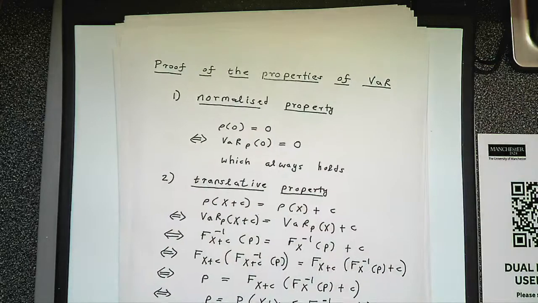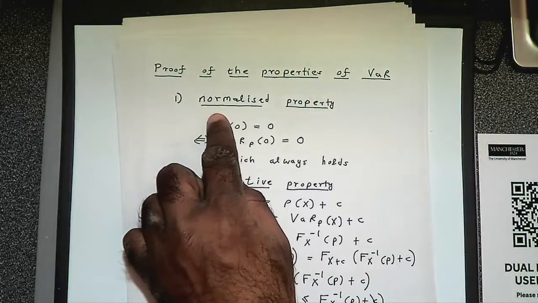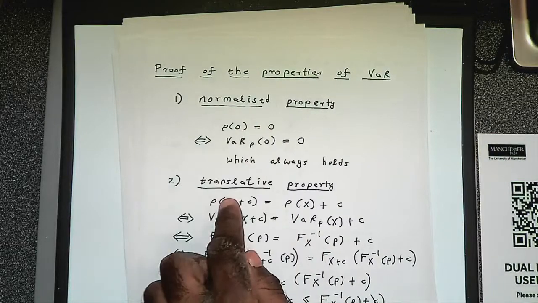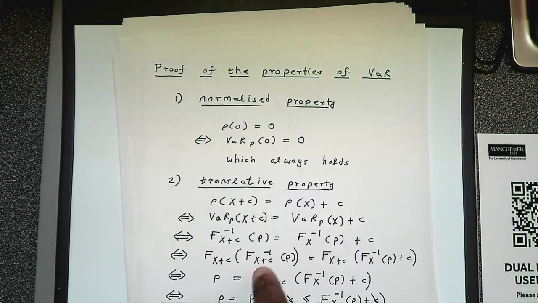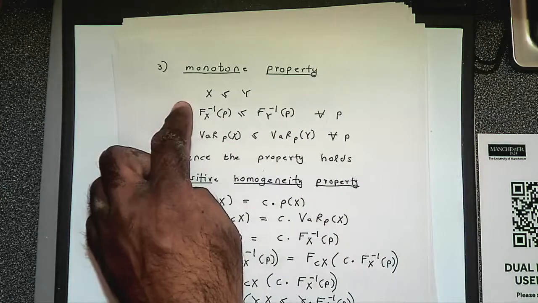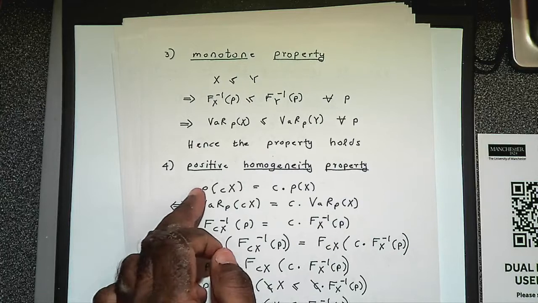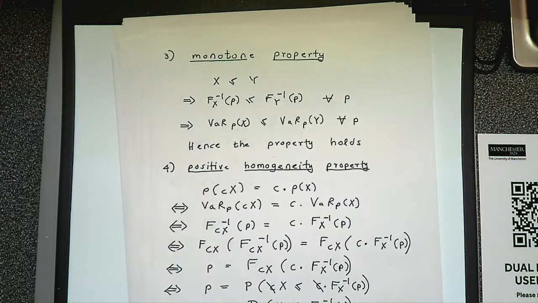Okay, now these are the proofs. This is the proof that the VAR satisfies the normalized property. This is the proof that the VAR satisfies the translated property. In each of these proofs, I'm assuming that x is an absolutely continuous random variable. More general proofs can be found online. And this is the proof that the VAR satisfies the monotonic property, and this is the proof that the VAR satisfies the positive homogeneity property.